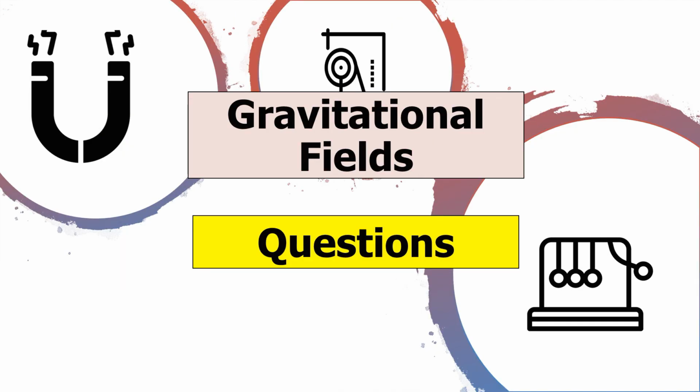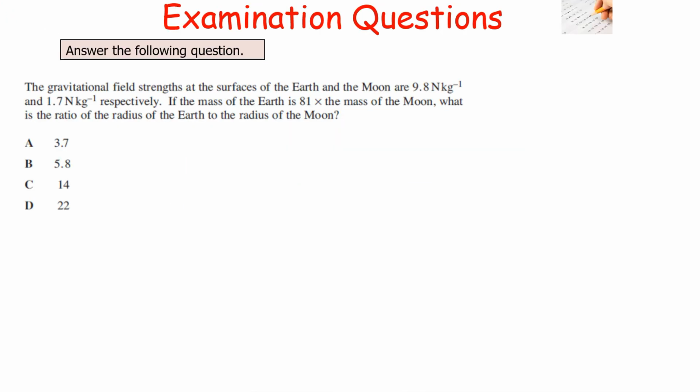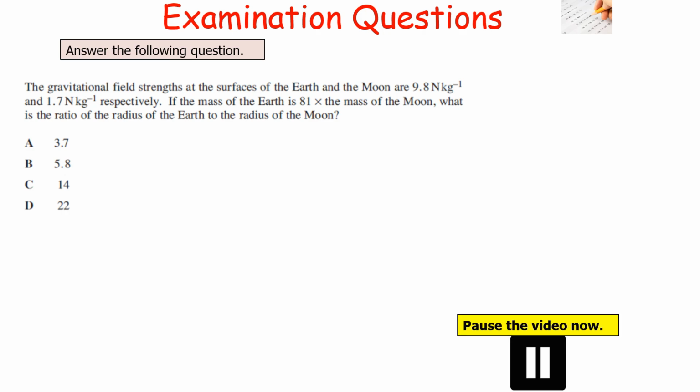So let's start off by having a look at a few multiple choice questions on gravitational fields. So the first question says, the gravitational field strengths at the surface of the Earth and the Moon are 9.8 newtons per kilogram and 1.7 newtons per kilogram respectively. If the mass of the Earth is 81 times the mass of the Moon, what is the ratio of the radius of the Earth to the radius of the Moon? So pause the video now, then unpause the video when you want to go through your answer.